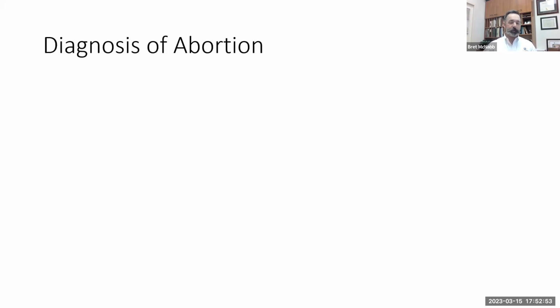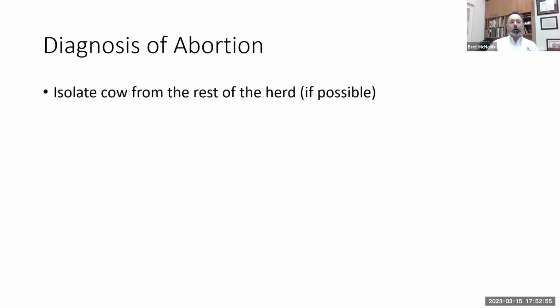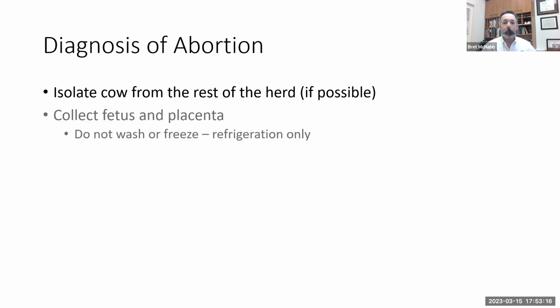Okay, so how do we diagnose this? When we have an abortion, ideally we're going to try and isolate that cow from the rest of the herd if possible. I know that's not always possible depending on when it's happening. But if it's contagious and infectious, we want to prevent the spread from her to the rest of her herd mates that are hopefully still carrying healthy pregnancies.